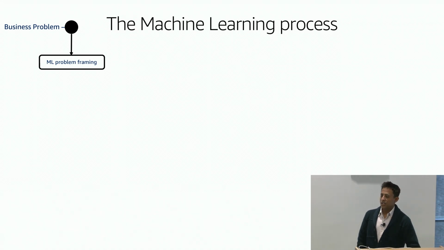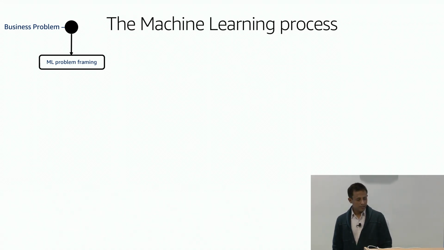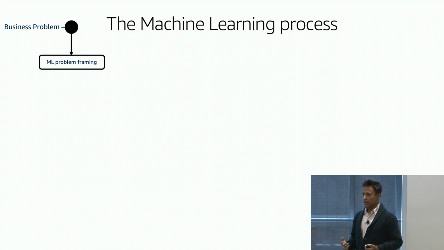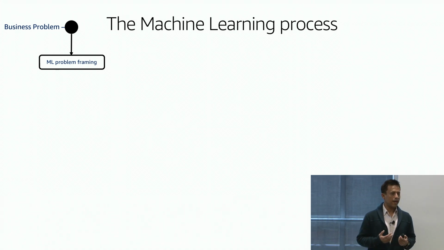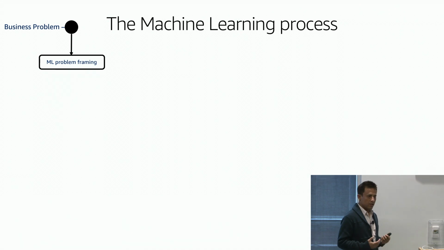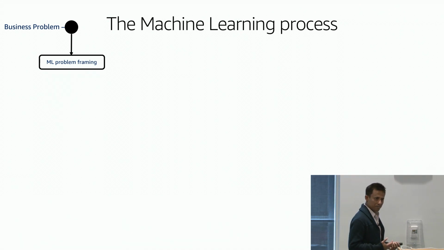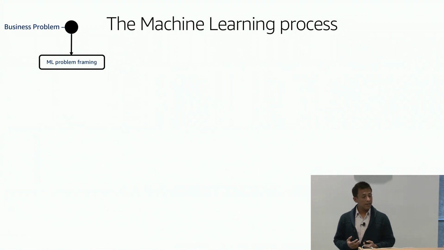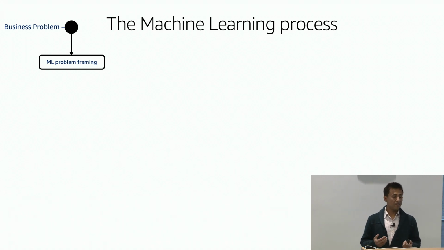So once you understand what the business problem is, then you need to frame the problem in terms of machine learning. Not all business problems can be solved by machine learning. It's not a silver bullet for everything, right? So first you identify the problems that look like they can be solved, then you frame the problem. You see whether machine learning can be applied to solve this problem, whether it is the right tool.